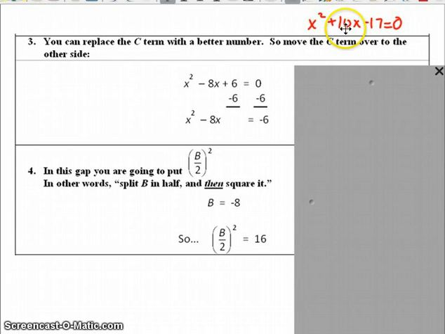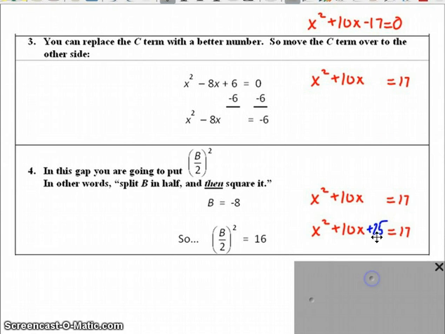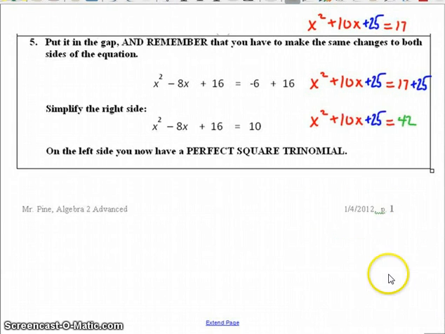I've got my equation now. I'm going to move the negative 17 over. Now I've got that gap. I'm going to split 10 in half and square it. So that's 25. So now I've got x squared plus 10x plus 25. I've got to put that 25 on the other side as well. So there it is here on the other side, or in other words, the right side is now 42. So I've got x squared plus 10x plus 25 equals 42.